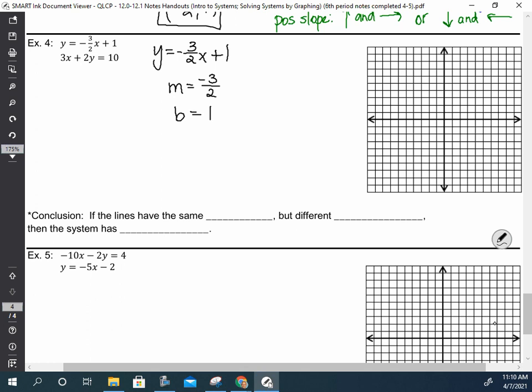So there's your slope, there's your y-intercept, go to your y-axis. Y-intercept goes on the graph first. Negative 3 over 2 means down 3 to the right 2. And you can always go up 3 and to the left 2.